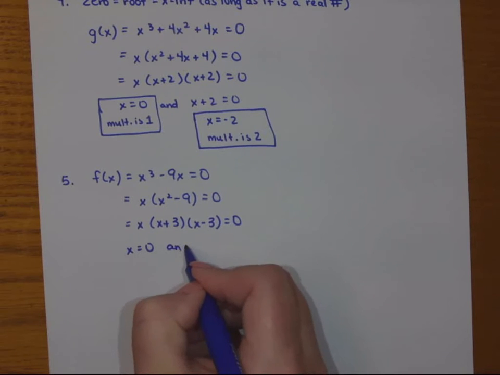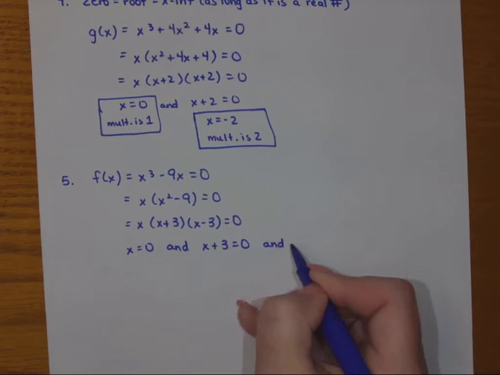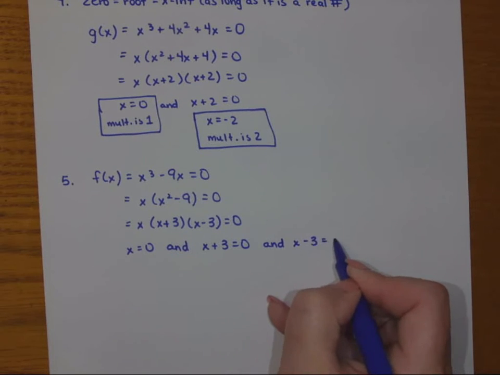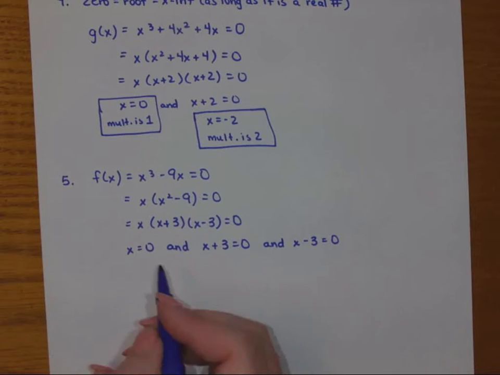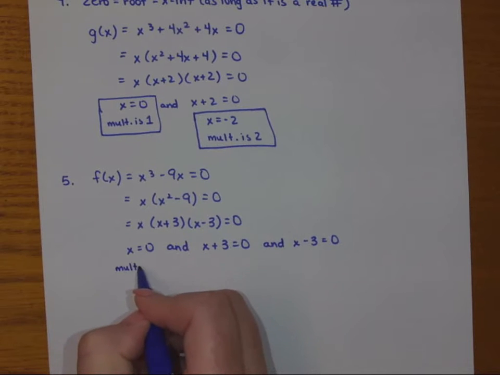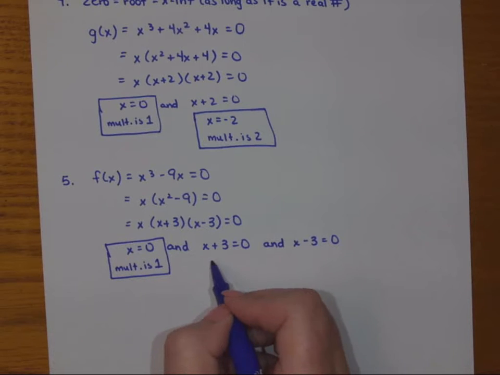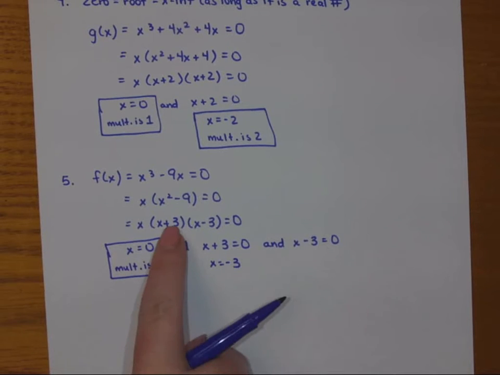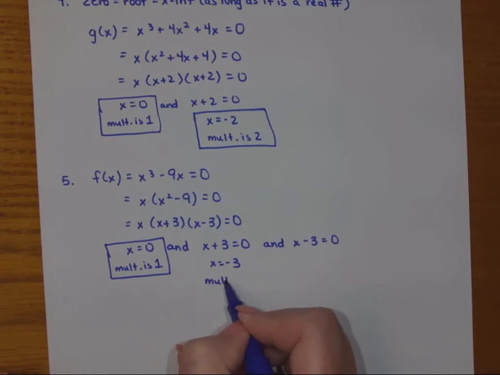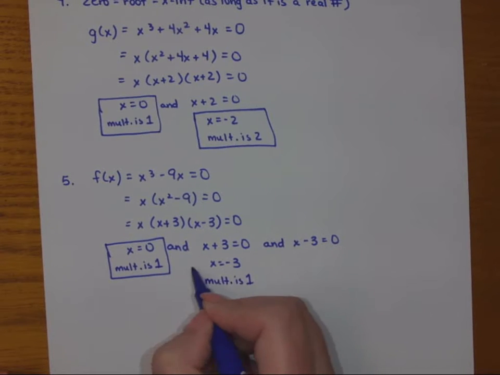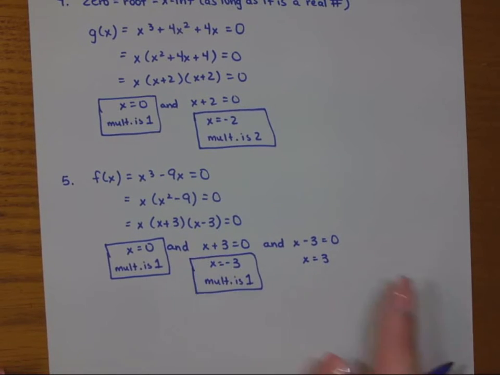So x equals 0 and x plus 3 equals 0 and x minus 3 equals 0. So here I get x equals 0 again. If you look back up here, notice it only occurs once. So the multiplicity is 1 here. This will give us x equals negative 3. This specific x plus 3 thing only happens once, so the multiplicity is also 1 here. And then here we're going to get 3, and again this one only occurs once.